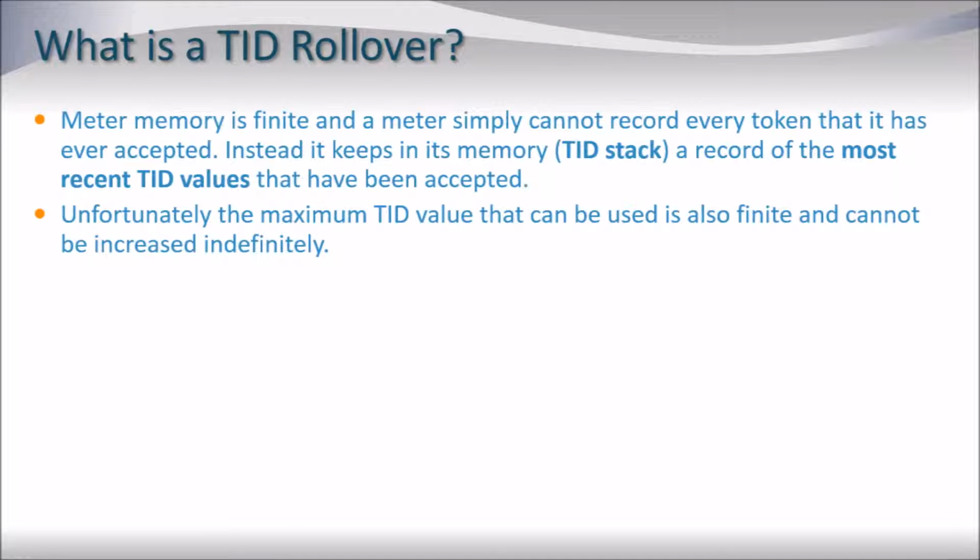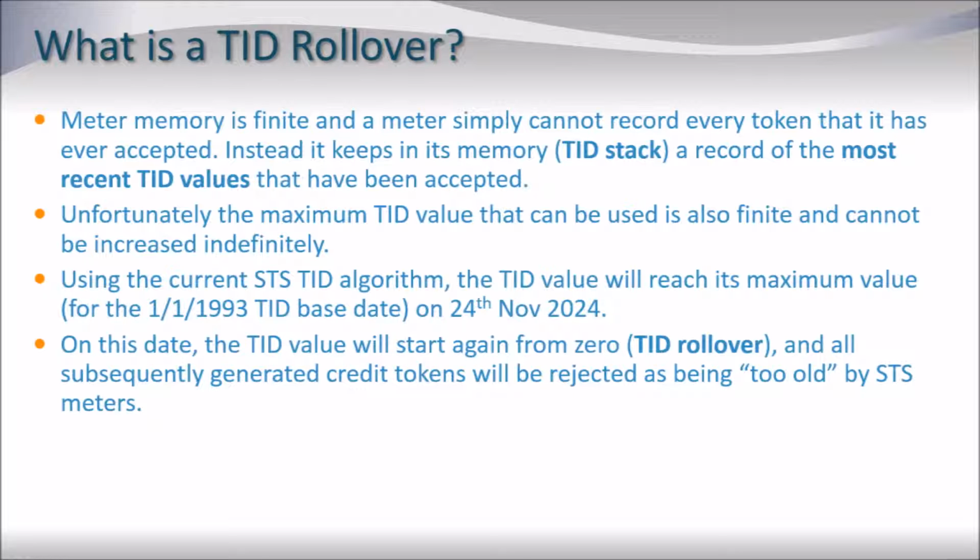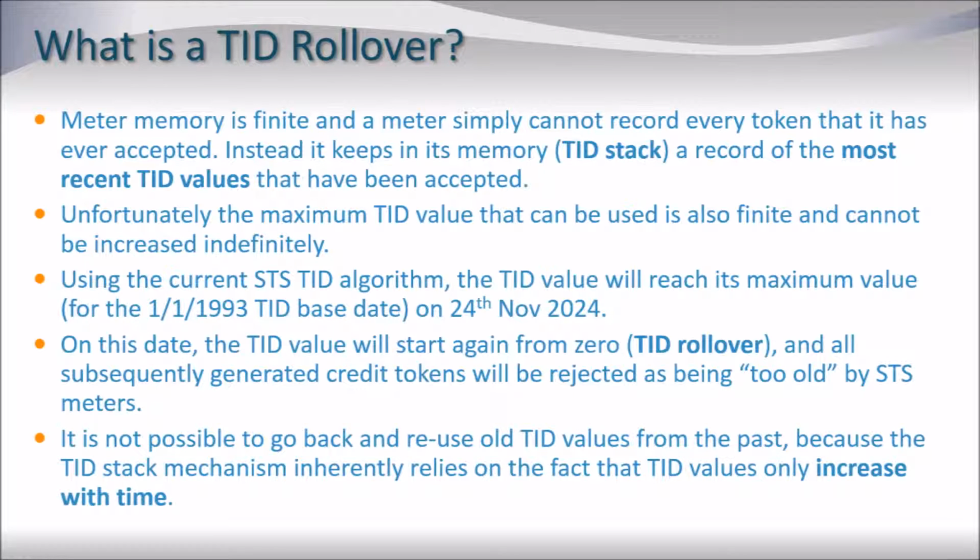Unfortunately, the maximum TID value that can be used is also finite and cannot be increased indefinitely. Using the current STS TID algorithm, the TID value will reach its maximum value for the 1993 TID base date on the 24th of November 2024. On this date, the TID value will start again from 0, that's why we call it a TID rollover, and all subsequently generated credit tokens will be rejected as being too old by the STS meters, even though they aren't. It's not possible to go back and reuse old TID values from the past because the TID stack mechanism inherently relies on the fact that TID values only increase with time.